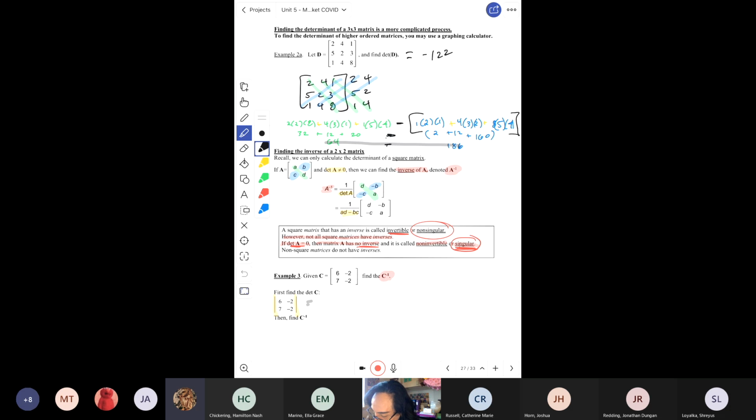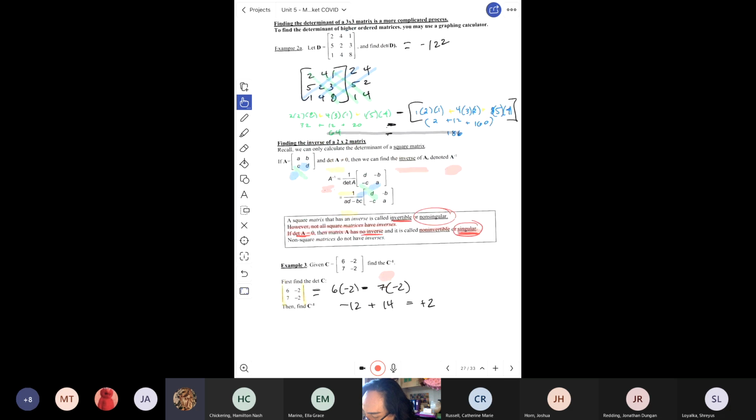To find the determinant of C, remember, we are just looking at the numbers on the main diagonal. So that's 6 times -2. And then we subtract the product of the numbers on the cross diagonal. So that's -12 plus 14, which is +2. So can I compute the inverse? Yes, the determinant is not 0. So once I find that, I can go ahead and compute the inverse.